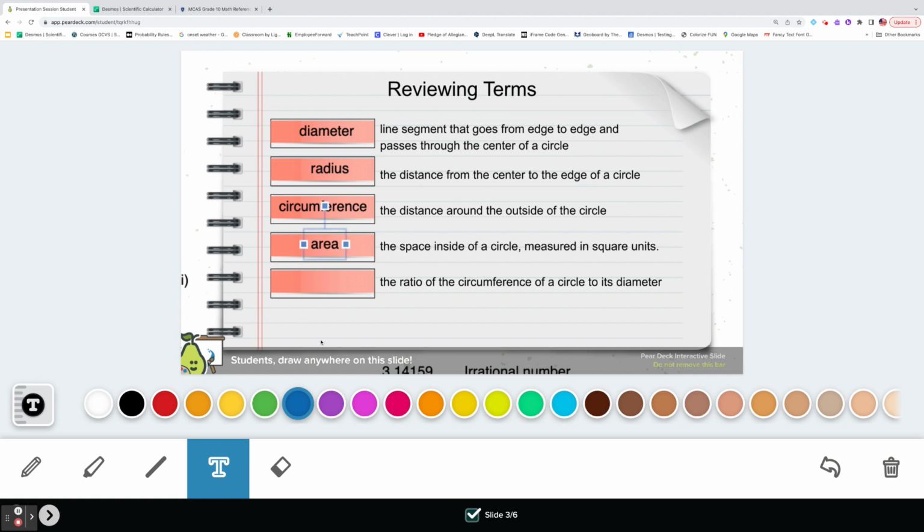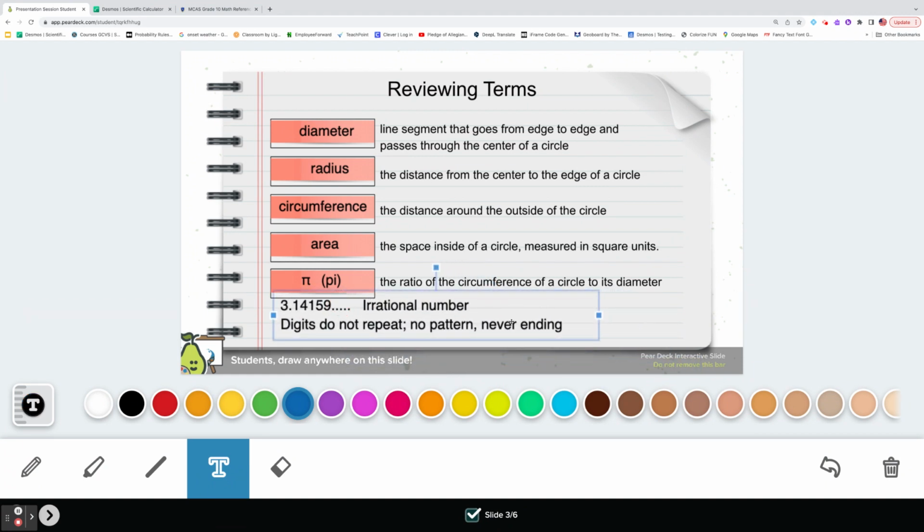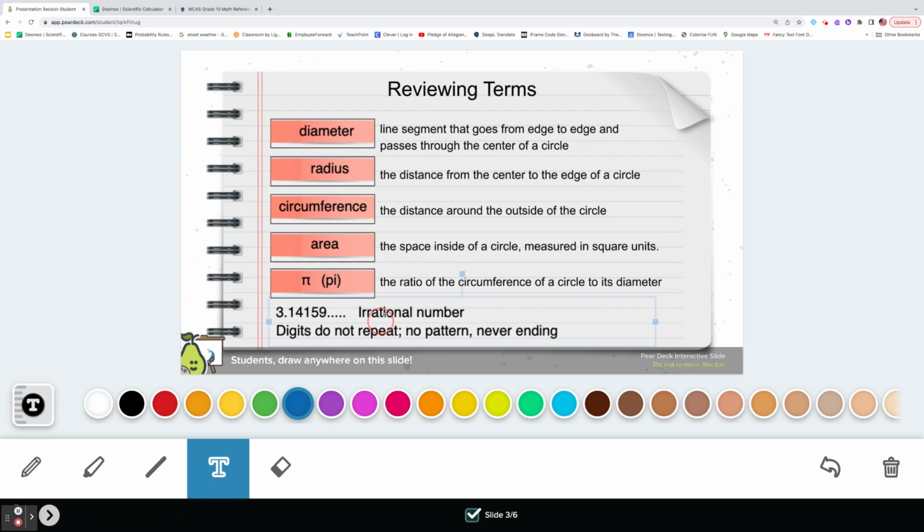And the ratio of the circumference of any circle to its diameter, this is the number pi. You'll notice I said the number pi. Pi is not a variable. It is a number. It is a special number. We call it an irrational number because the digits of pi go on forever. The decimal part of pi goes on forever. Those digits do not repeat. There is no pattern. This is one of the most famous irrational numbers of all.